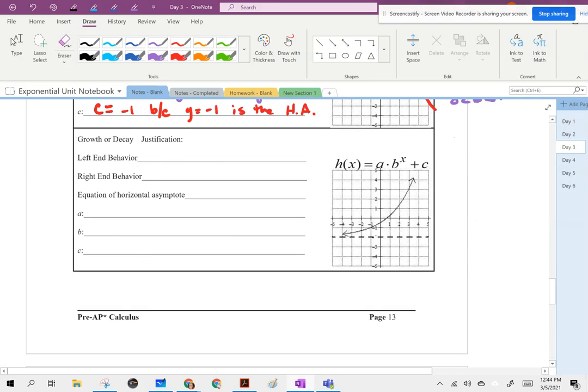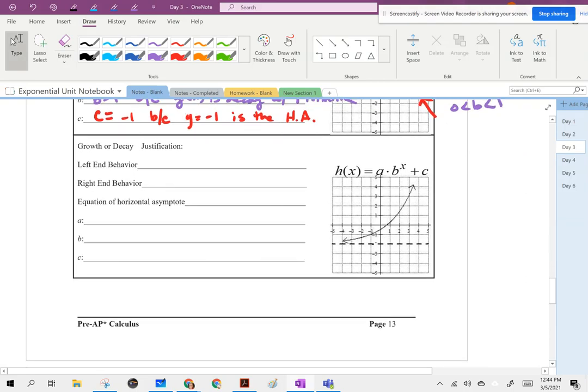All right, let's take a look at this one. Growth or decay, and then give me that justification. Okay, we can see that it's growth. It is increasing when we read it from left to right. So it's increasing. Is it at a fast rate or a slow rate? We can see that it's increasing rapidly. So it's increasing at an increasing rate.